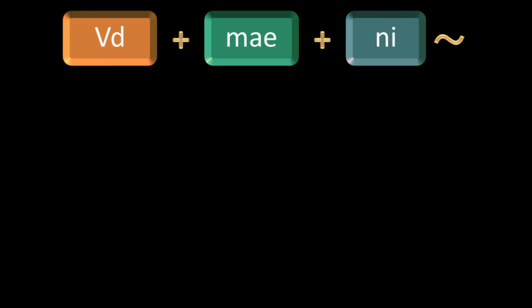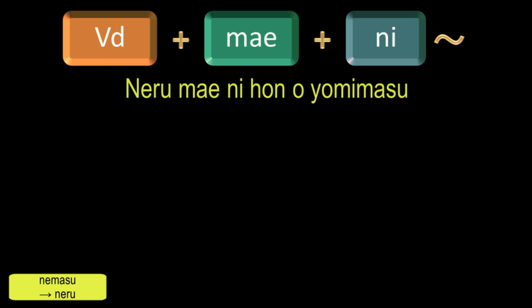The first sentence pattern is dictionary form mae ni. Here, mae ni refers to time before a given action, and it is attached to the dictionary form of the verb. Let me give you a few examples and the usage will become clear. The verb nemasu means to sleep, and the dictionary form is neru. By adding mae ni, we will get neru mae ni, which means before sleeping. And to say I will read books before sleeping, in Japanese it will be neru mae ni hon o yomimasu.